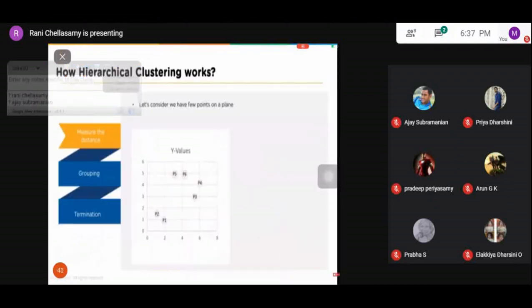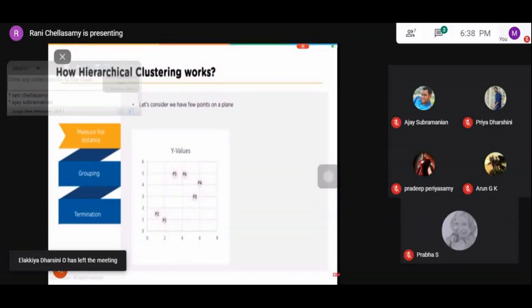So let's see how hierarchical clustering works. The steps included are, first, we have to measure the distance, then grouping is made based on the distance measure, and finally you have to terminate the process. This is how hierarchical clustering works.